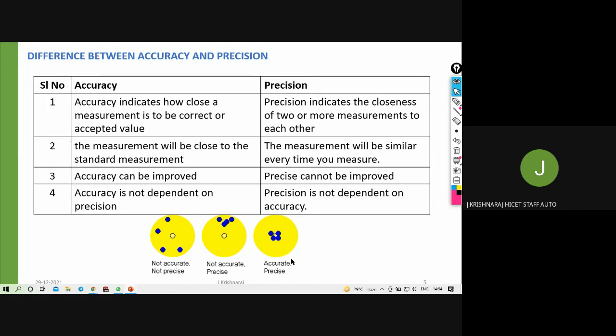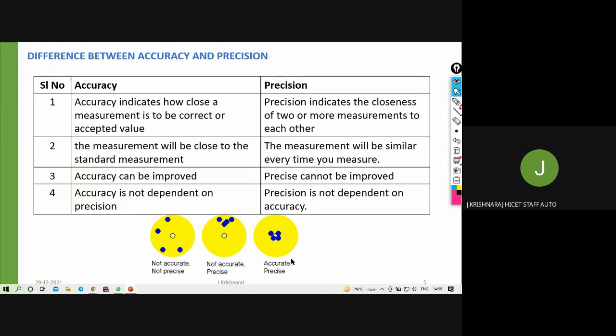Then if you look at the second one, all the blue dots are the measured values. All the blue dots are grouped together, which means it has a precise value, because when four readings are taken, all four readings are very close to each other. For example, 1 mm is too short, so I can take 10 mm as the standard value.